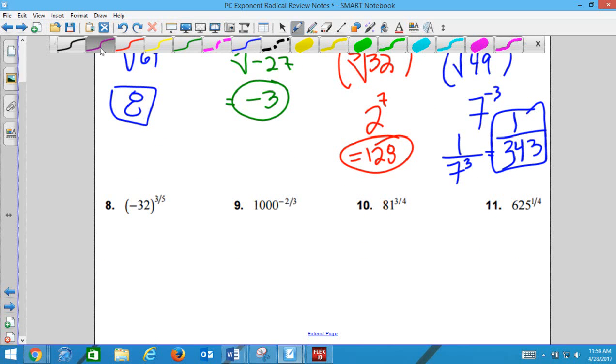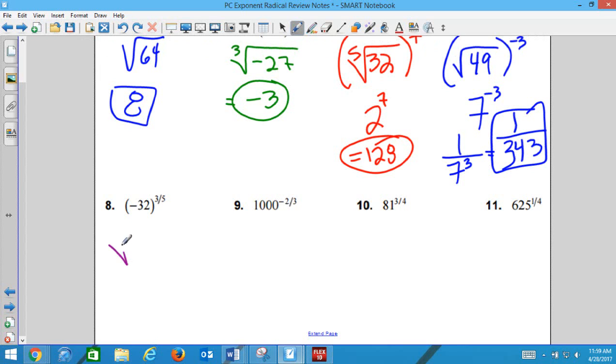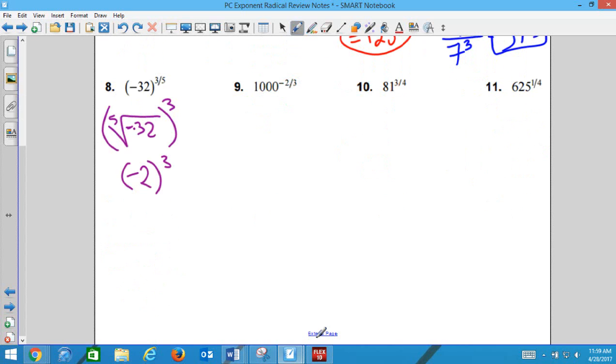So next one, negative 32 to the 3/5. Should we do the 3rd power or should we do the 5th root? 5th root first. So we're going to do negative 32 to the 5th root and then take that answer to the 3rd power. So the 5th root is negative 2, so the 3rd power is negative 8.